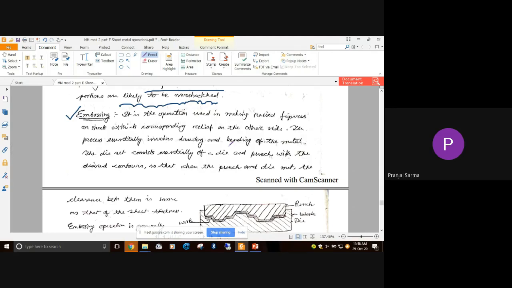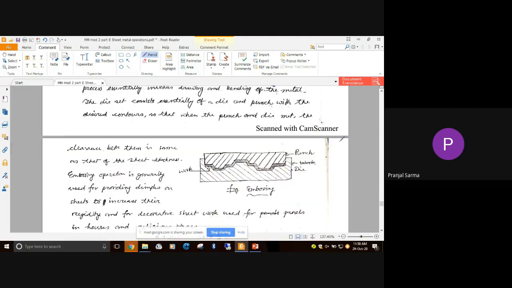So what is this embossing? Embossing is an operation used in making raised features. Raised means bulging out. A raised feature on the sheet with its corresponding relief on the other side. That means on one side it is raised, and on the other side the corresponding shape relief will be there. That is the embossing process. You can go through it, including what kind of clearance etc. is required.